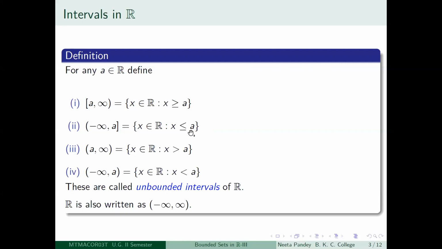Similarly, if you want all x less than or equal to a, then you depict that as minus infinity to a with the third bracket on the a side, that is, you want to include a here. So you have these two, and as in the previous bounded intervals, you can also leave out a. So you can look at the open interval a, infinity, where you are considering all real numbers which are strictly greater than a, and also minus infinity to a, where you are considering all real numbers which are less than a.